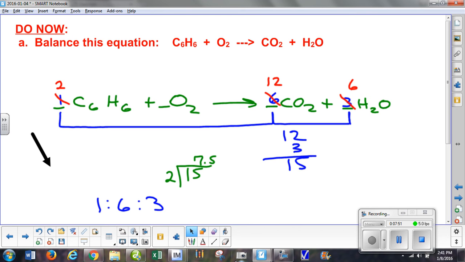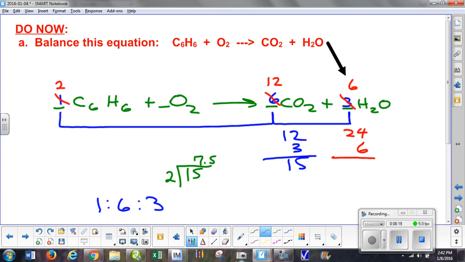And now I'm going to add up some new numbers. I'm going to take and add up my 12 times 2, because this is my new coefficient, and my oxygens have a subscript of 2, so that's going to be 24. And then I'm going to multiply my 6 by 1, and that gives me another 6 oxygens. And now I have a total of 30. Now that divided by 2 is 15. And that's how I get my 15 coefficient. Okay?